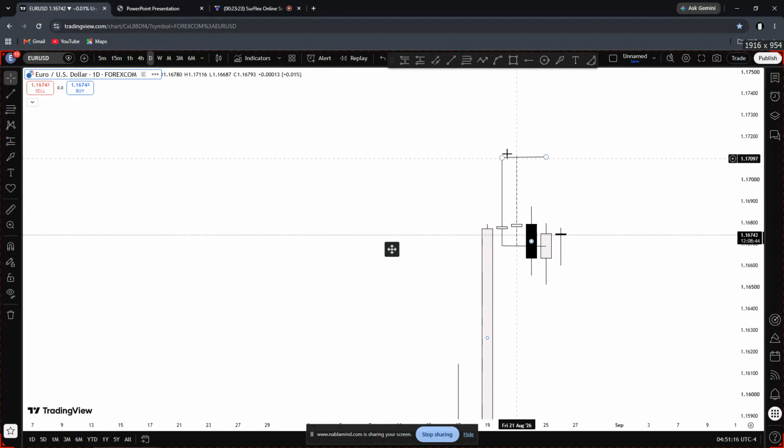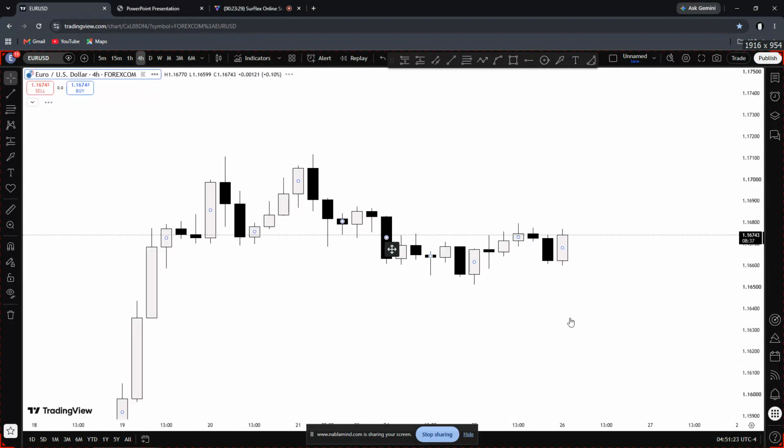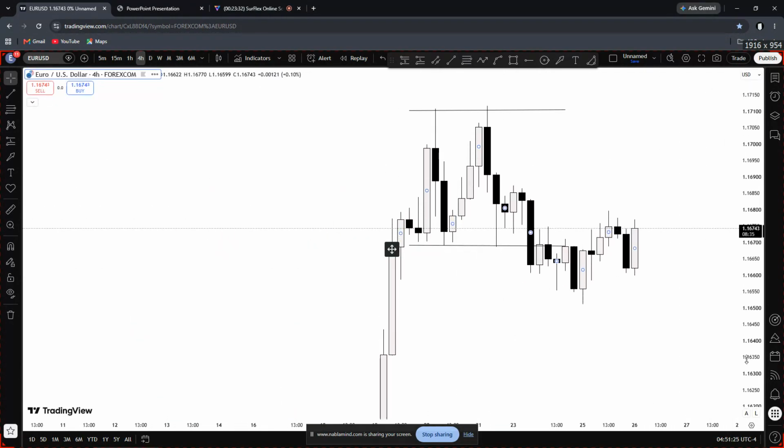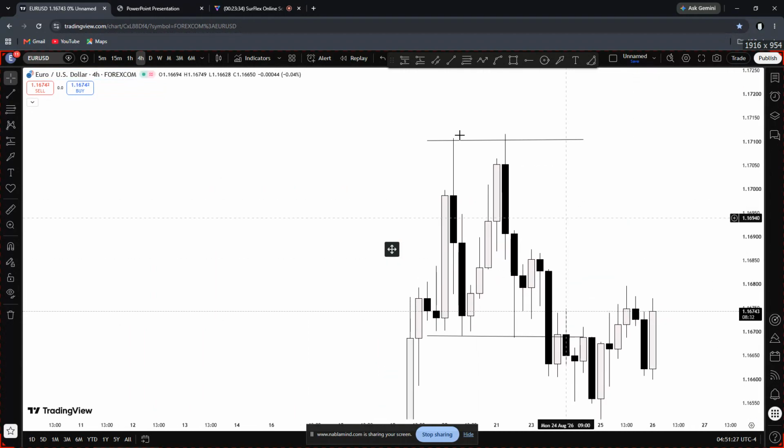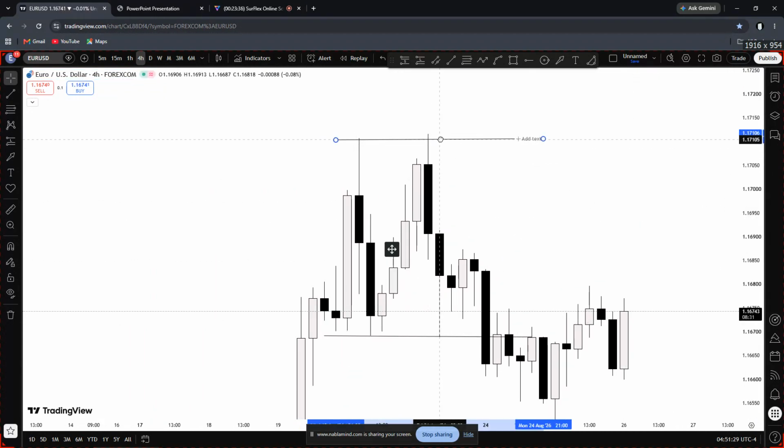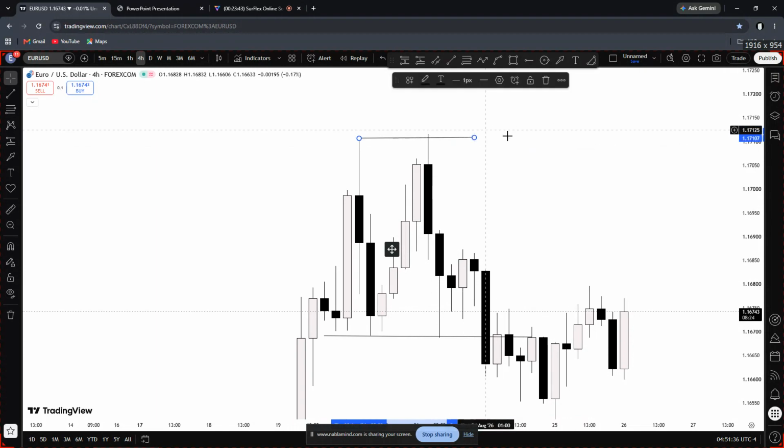So price took out the high. Now we are expecting lower prices. Then we drop down to the 4-hour time frame. So on the 4-hour time frame, we are expecting to see our CRT form on a key level. Now, what key level do we have here? We have an old high, which is also a key level, and it is also a liquidity resting area.